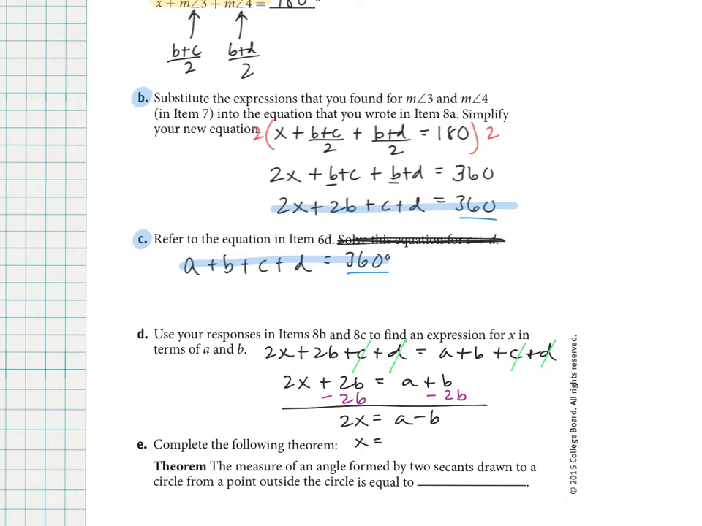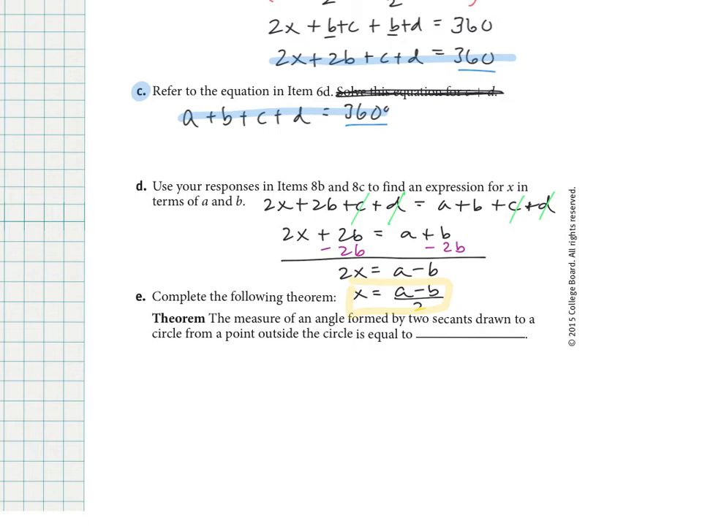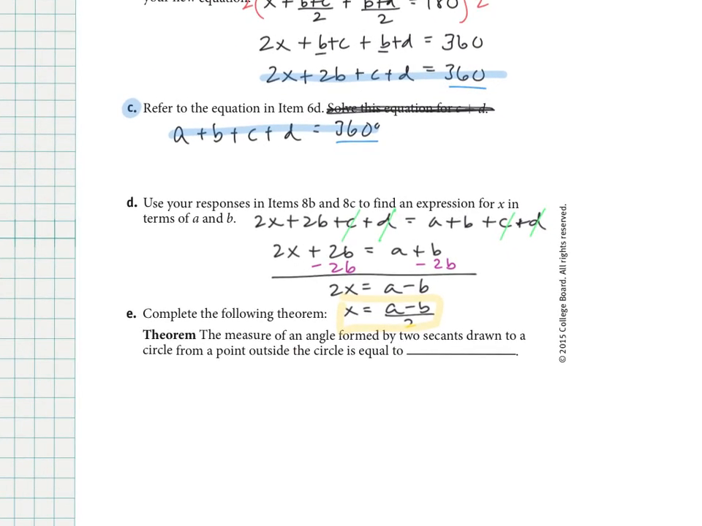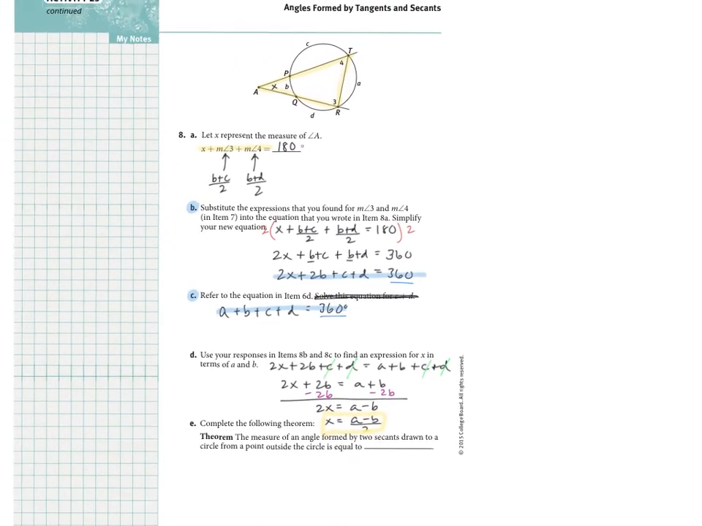I'm running out of a little bit of space, so I'm just going to go ahead and write down a minus b divided by 2 is what we get when we solve for x. So that is our ending result currently. Now part E, again, is building off of this, and it wants us to complete the theorem. It says the measure of an angle formed by two secants. Ooh, okay, so we're going to have to kind of zoom out and look at this picture above.